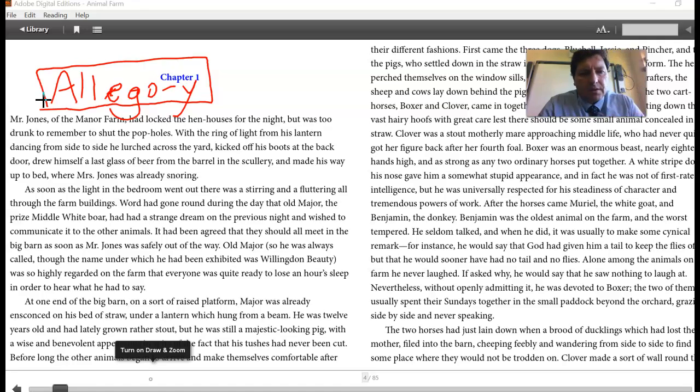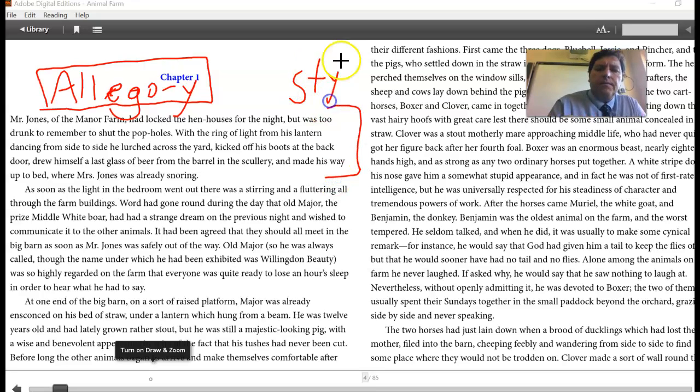And so let's have a look at this style. And the style is very sort of childlike storytelling. "Mr. Jones of Manor Farm had locked the hen houses for the night, but was too drunk to remember to shut the pop holes. With the ring of light from his lantern dancing from side to side, he lurched across the backyard, kicked off his boots at the back door, drew himself a glass of beer from the barrel in the scullery, and made his way up to bed, where Mrs. Jones was already snoring." So in this particular passage, the style is quite childlike.